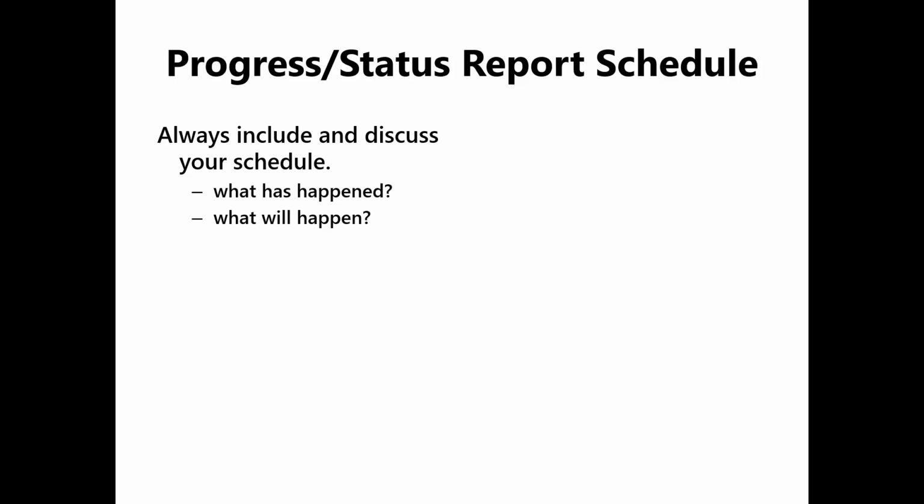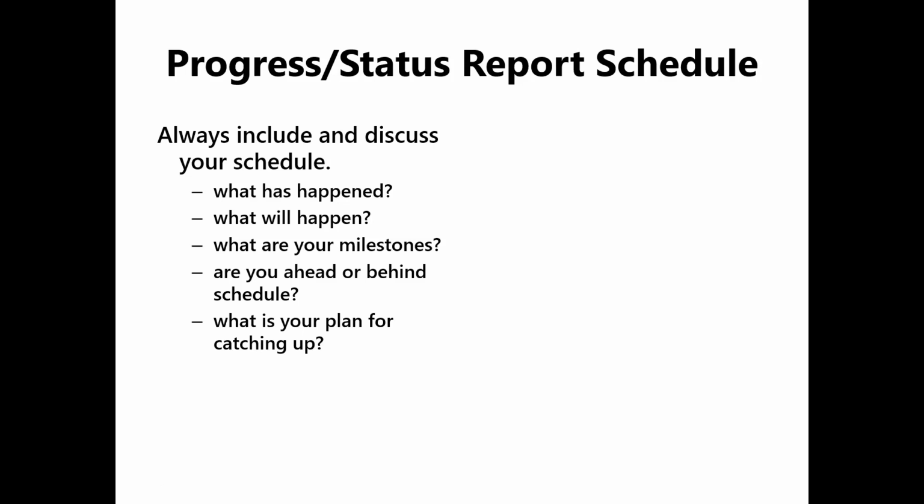Let's talk schedules. One of the things you want to include in a progress report is your schedule. Always, always, always. Tell the reader what happened, what's going to happen, what your milestones are, how you know you're on track. Speaking of on track, are you ahead of schedule? Are you behind schedule? If you are behind schedule, what is your plan for catching up? The thing is, you need to be honest.